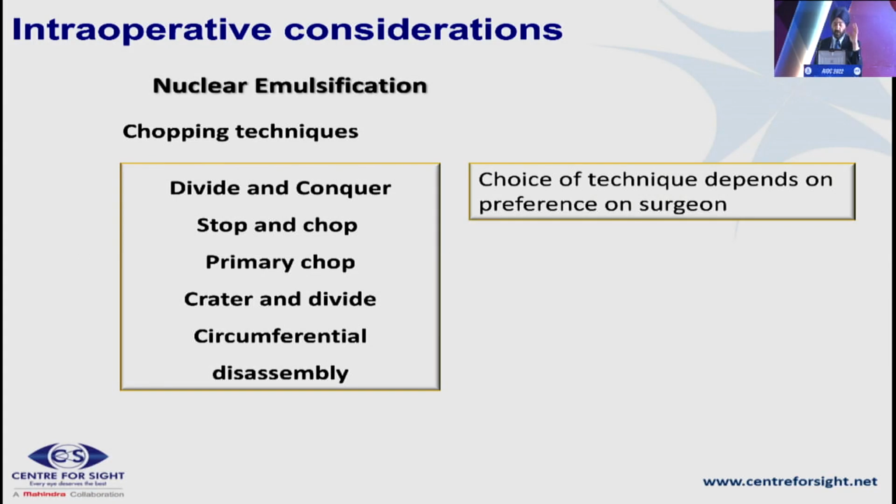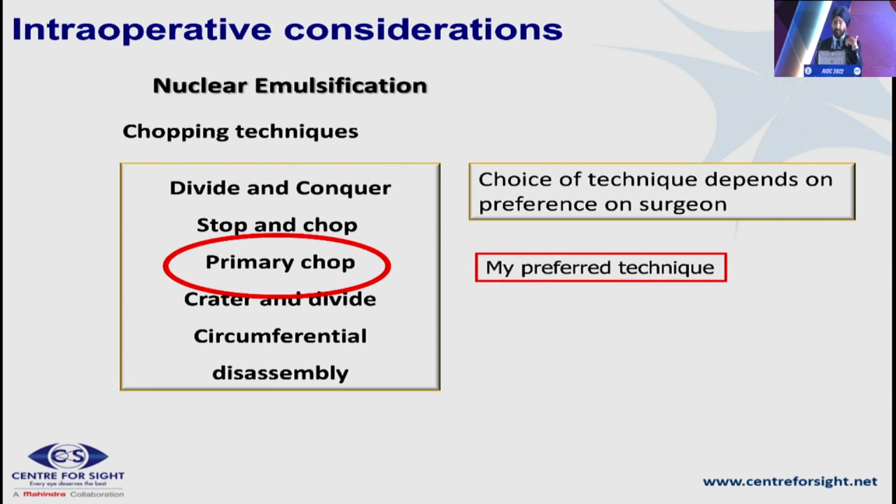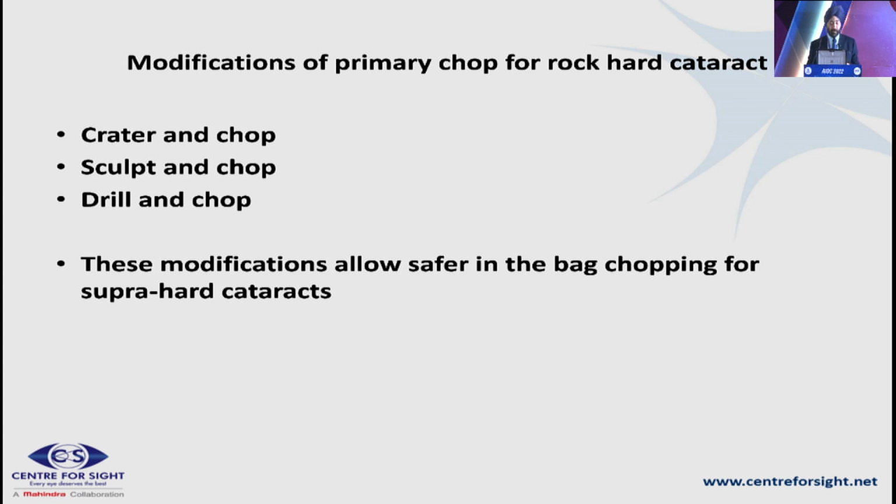Nuclear emulsification, chopping techniques, you can do divide and conquer, primary chop, stop and chop, crater. That's a choice of the surgeon. My personal choice is a primary chop. And modifications of the primary chop for rock hard cataracts could be that you could make a crater in the center, or sculpt and then chop, or you can drill a hole and then chop.